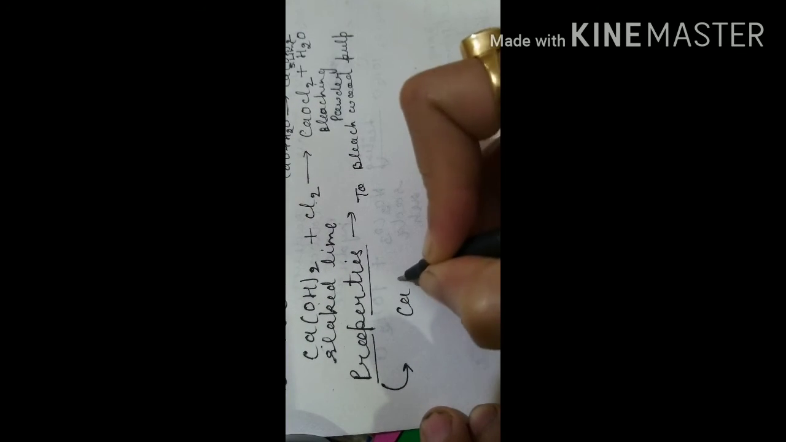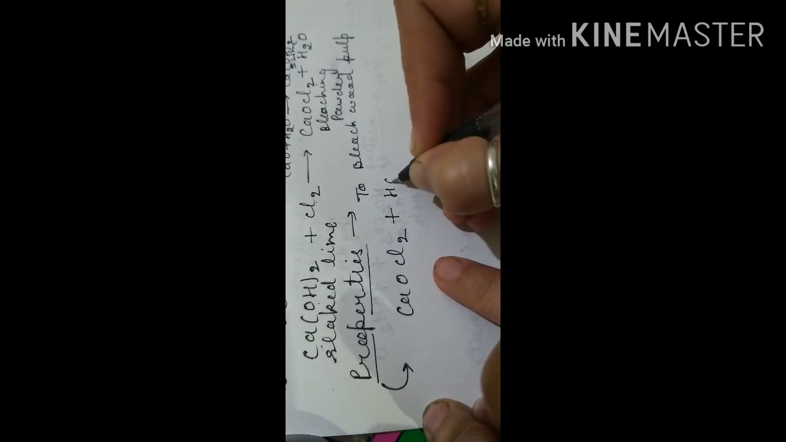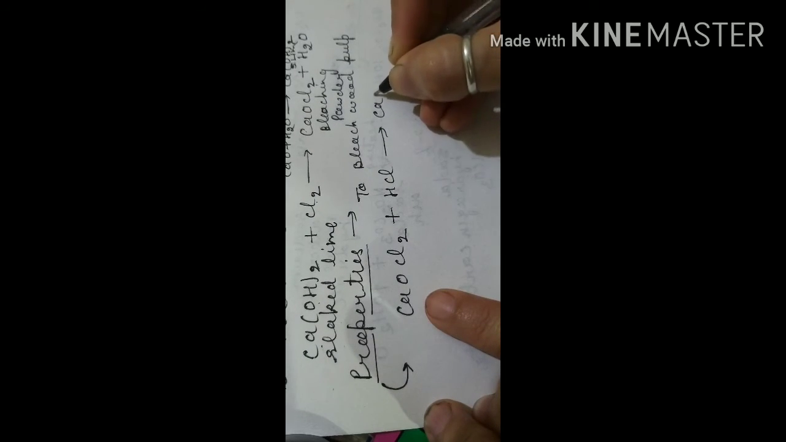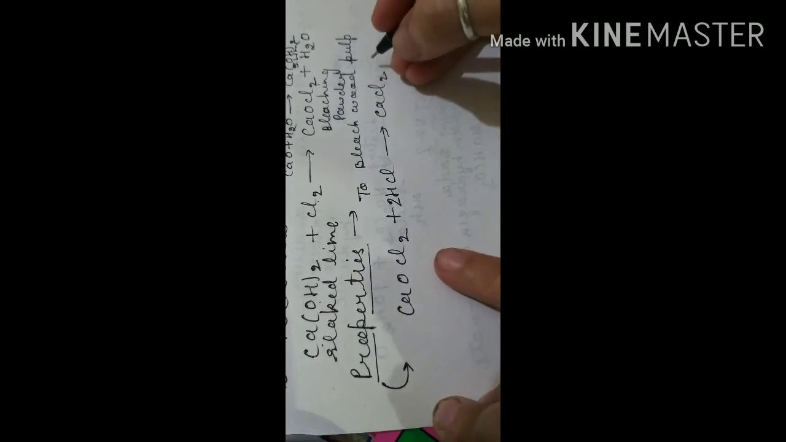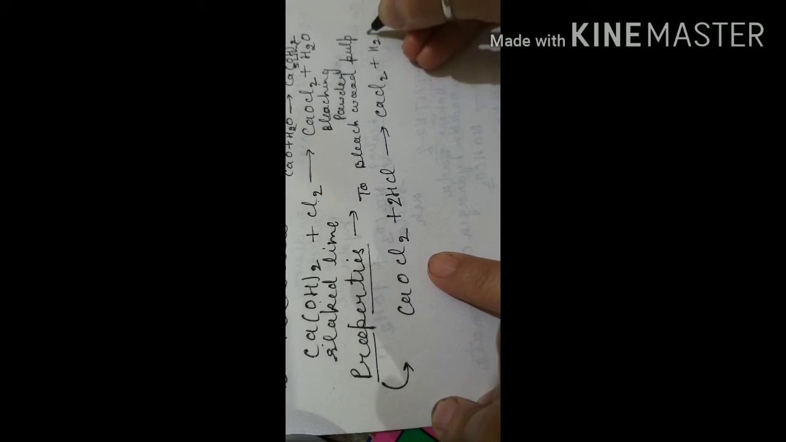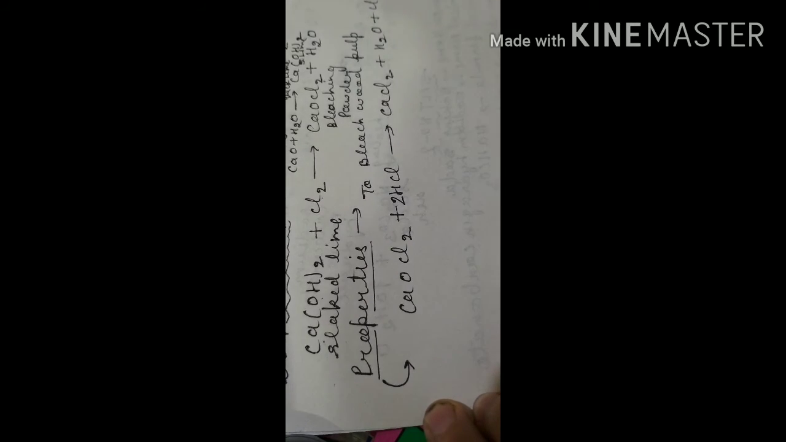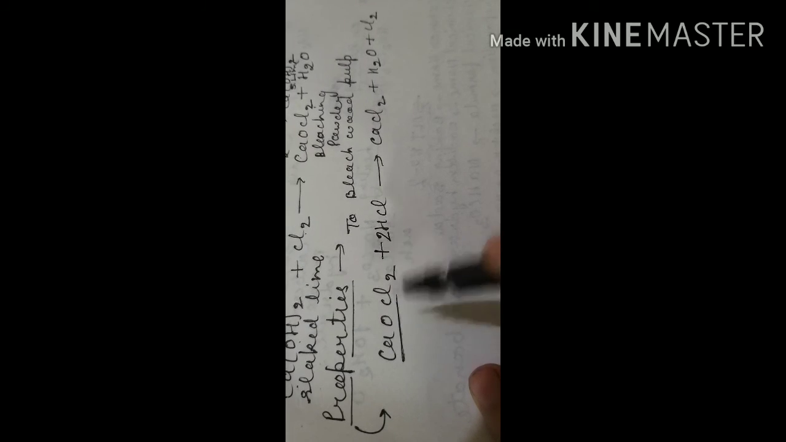Now let us discuss some chemical properties. CaOCl2, this bleaching powder, when it is treated with hydrochloric acid, what will happen? This will form CaCl2, and as well as H2O and Cl2 gas will come out, okay? So suppose the question comes, name the substance or name the salt which releases chlorine gas when it is exposed to air. So your answer is bleaching powder, okay?